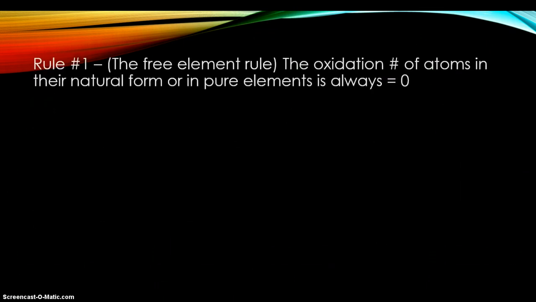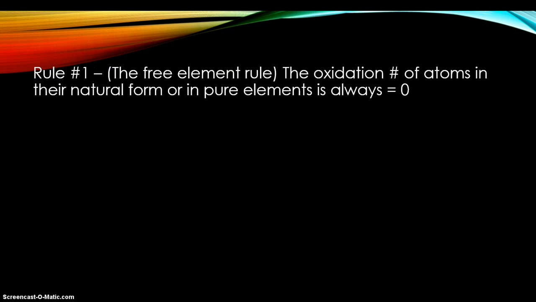Rule number 1. As we go through these rules, I'm just going to state them, and then we'll draw them out so you can visually see what's going on and what we mean by this, and then we'll do a lot more practice in class. Rule number 1 is one that you really are not going to deal with a whole lot because there aren't many elements that are free. It says that the oxidation number of atoms in their natural form, or in their pure element form, is always equal to 0. And this will be very rare.